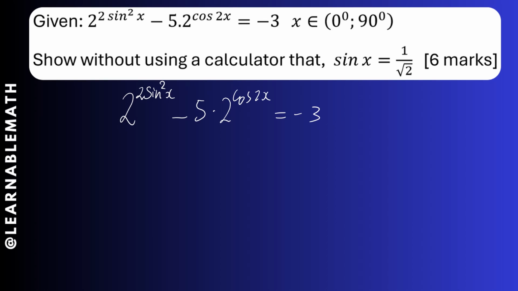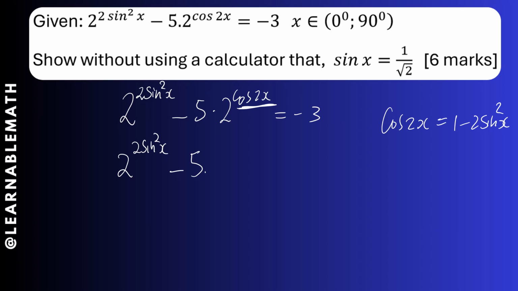Okay, so what we can notice from this moment is that we have a double angle of cos, which we can change into sine. Remember, cos 2x is the same as 1 minus 2 sine squared x. Because we want to solve for sine, we will change that to sine. So you have 2 exponent 2 sine squared x minus 5 times 2 exponent, I'm changing cos 2x into 1 minus 2 sine squared x, is equal to negative 3.